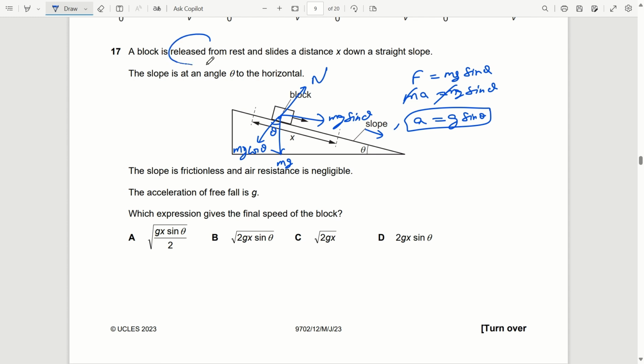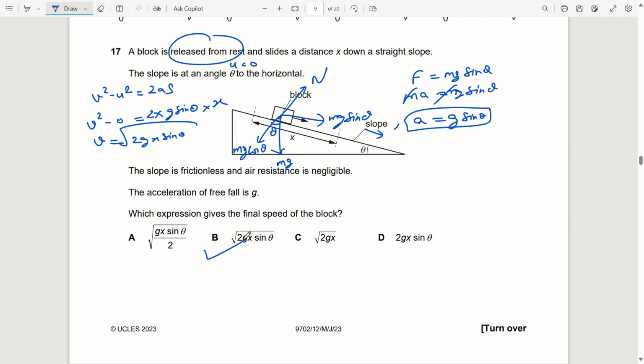Now released from rest means initial velocity u is equal to 0, and we know that v square minus u square is equal to 2as. So final velocity v attained, v square minus 0 is equal to 2 into acceleration g sin theta, and the displacement is x here. So final velocity v is equal to square root of 2gx sin theta. So option B is correct.